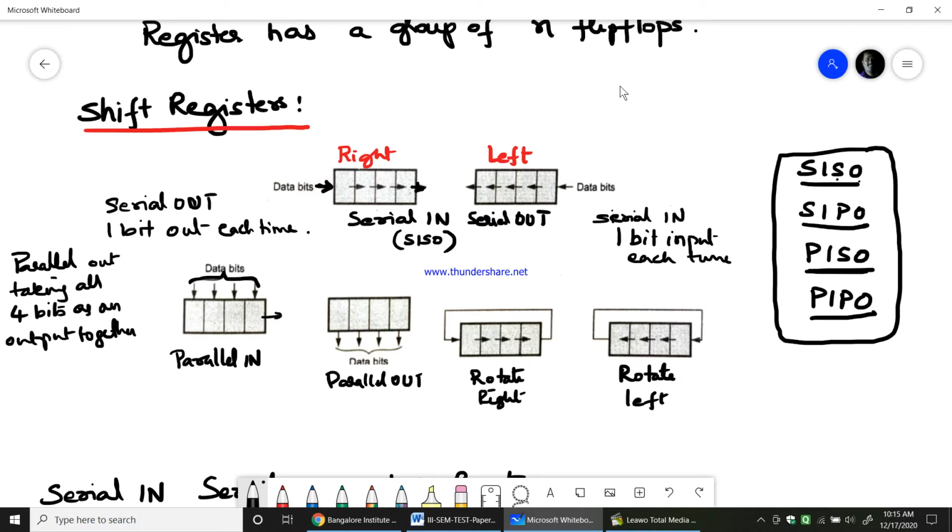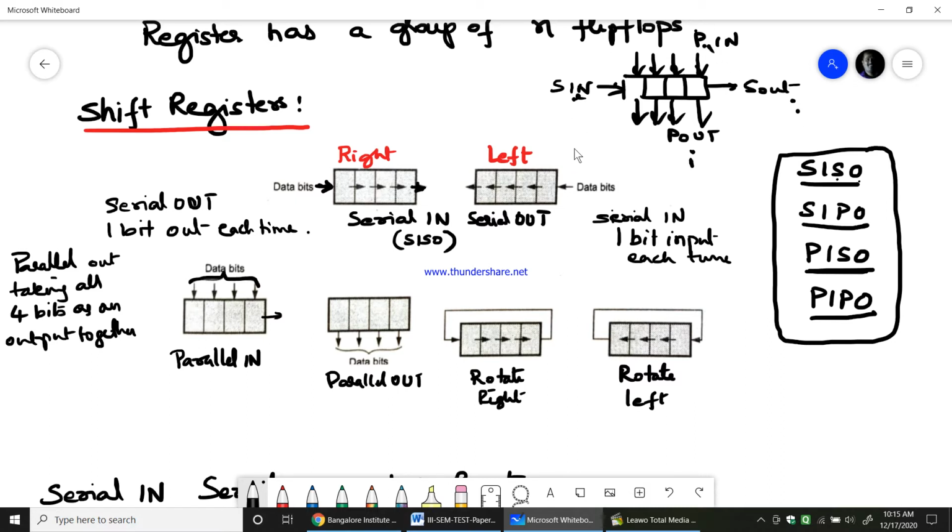So it means serial in, serial out; parallel in, parallel out. I can work in this way: serial in, parallel out; serial in, serial out; parallel in, parallel out; parallel in, serial out. That is the way I can work on shift registers.